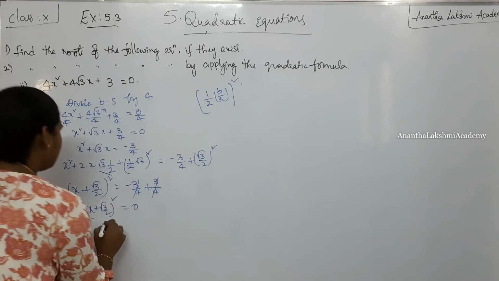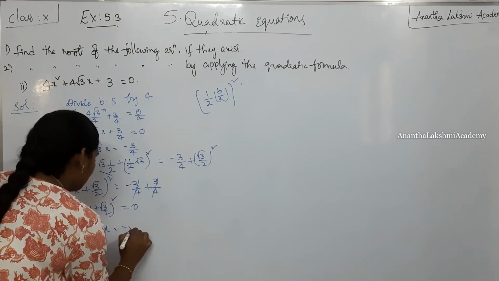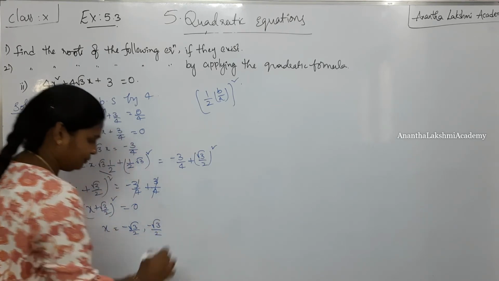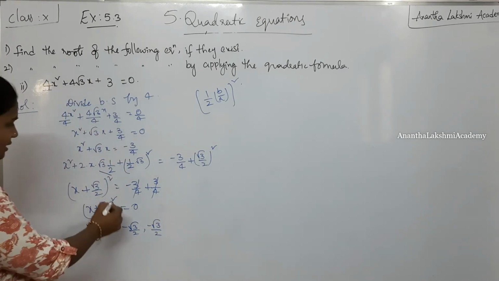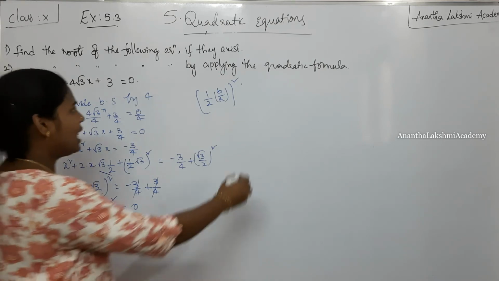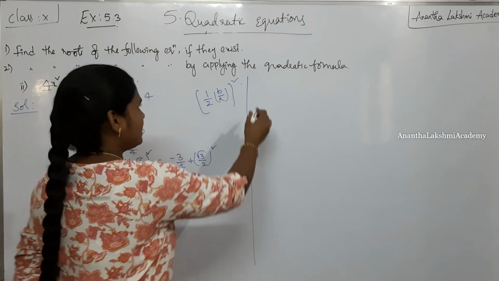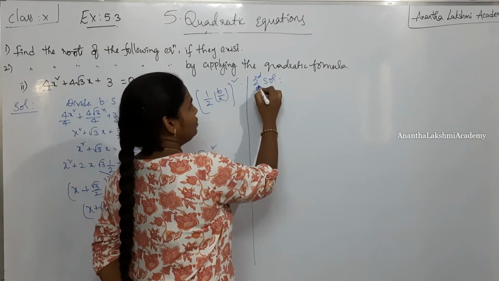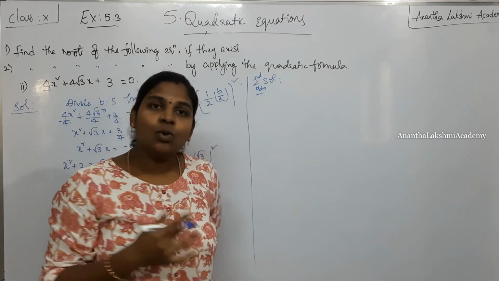So x is going to be minus root 3 by 2 comma minus root 3 by 2. Alright, since we have a square, we are going to have the same roots. Okay, now the second problem solution is going to be using the quadratic formula.